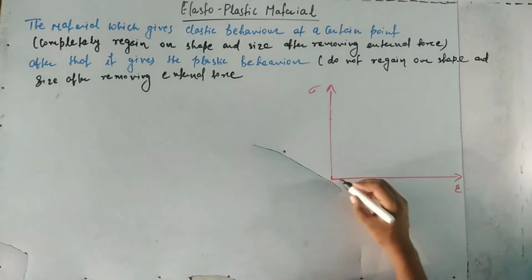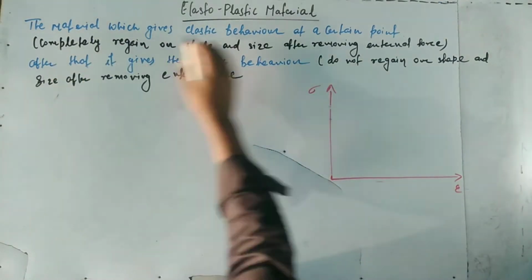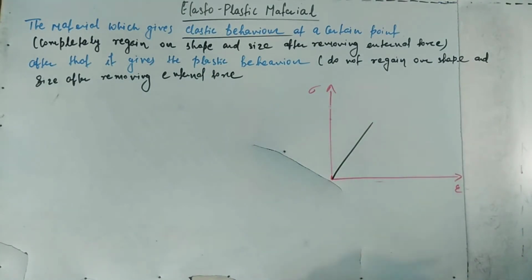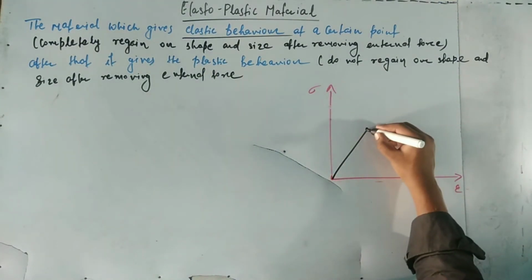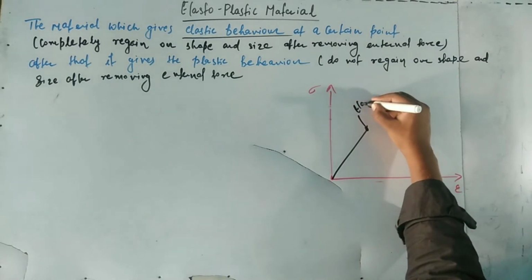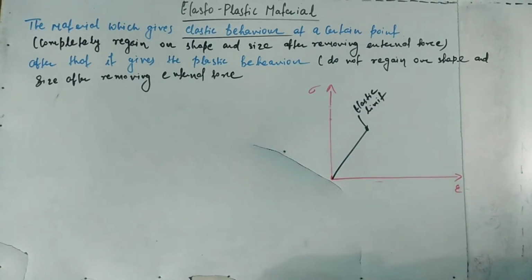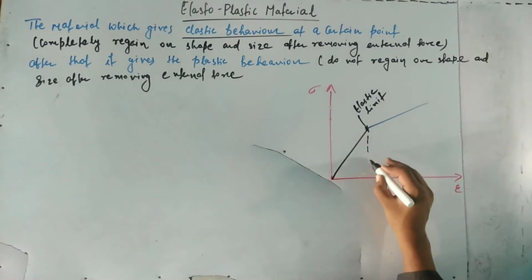Now the graph will be like this. It is a stress strain diagram. First it gives elastic behavior. It means the curve will be a straight line along elastic behavior, and this is the elastic limit up to which the material gives elastic behavior. After that the material gives plastic behavior. So this one is the curve for plastic behavior after the elastic limit.